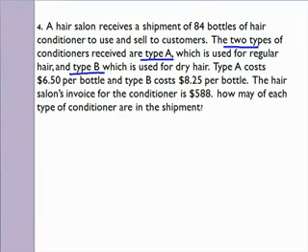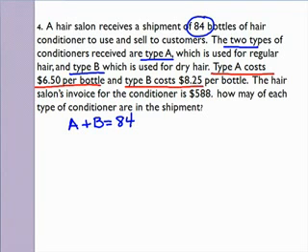Okay, so we know that we have 84 bottles. So A plus B is equal to 84. Okay, and then type A costs $6.50 per bottle, and B is $8.25 per bottle, and I spend $588. So that equation would be 650A plus 825B is equal to 588.